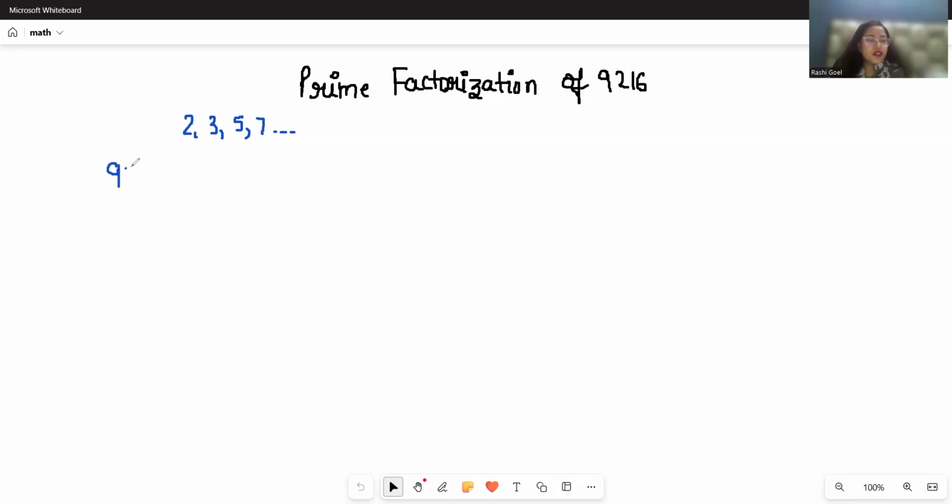So 9,216, as we can see, is an even number. So it can be divided by the first prime number, 2. So when we divide it by 2, we get 4,608. Again, it's an even number.